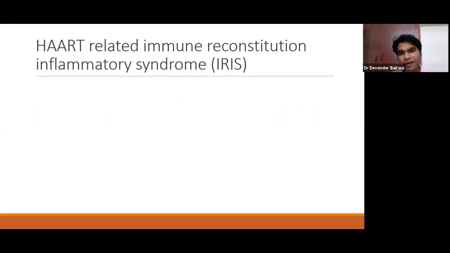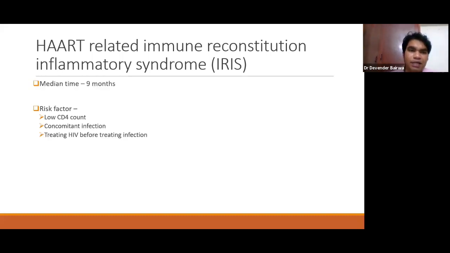IRIS, you all have heard of IRIS, because many patients who are starting ART therapy can develop this inflammatory feature. Basically, this is highly active antiretroviral therapy related immune reconstitution inflammatory syndrome, IRIS, with a median time of presentation of 9 months. Risk factors include starting ART in somebody with a low CD4 count with concomitant infection, and treating HIV before treating the infection. Then there can be IRIS-like features.